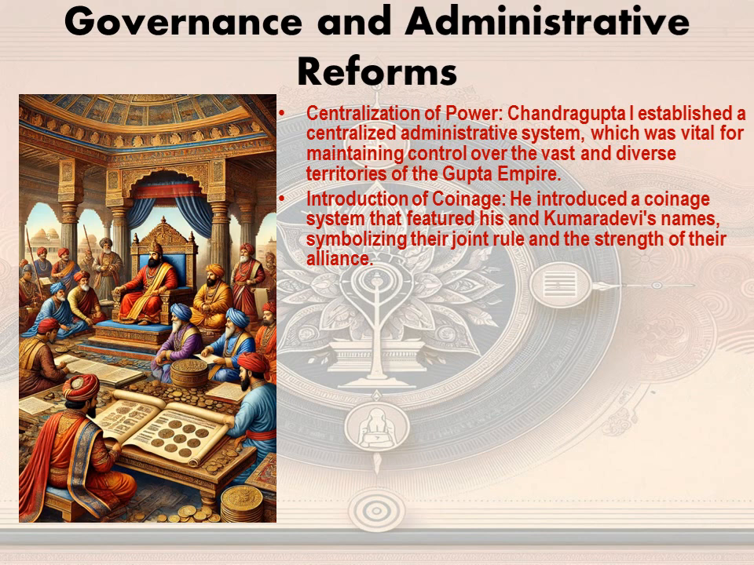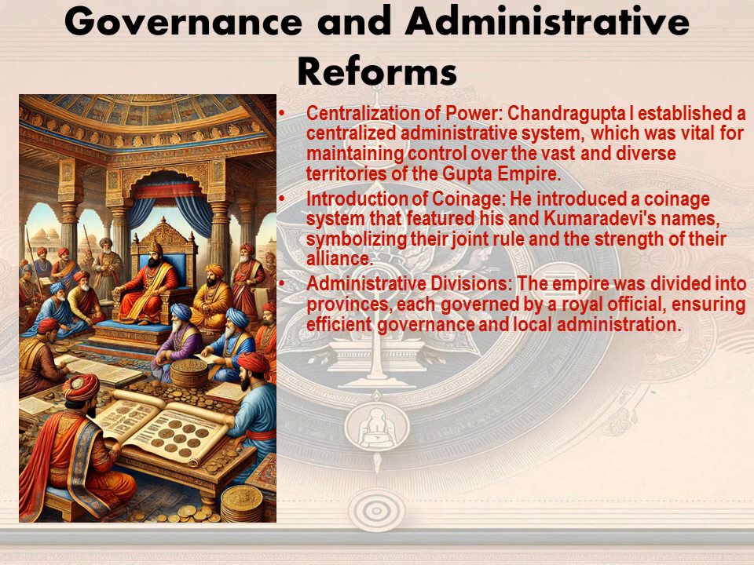He introduced a coinage system that featured his and Kumaradevi's names, symbolizing their joint rule and the strength of their alliance. So he introduced a coinage system, and on the coins there were images of him and Kumaradevi along with their names. Thus, it was an important factor, as they symbolized a joint rule and the strength of their alliance.